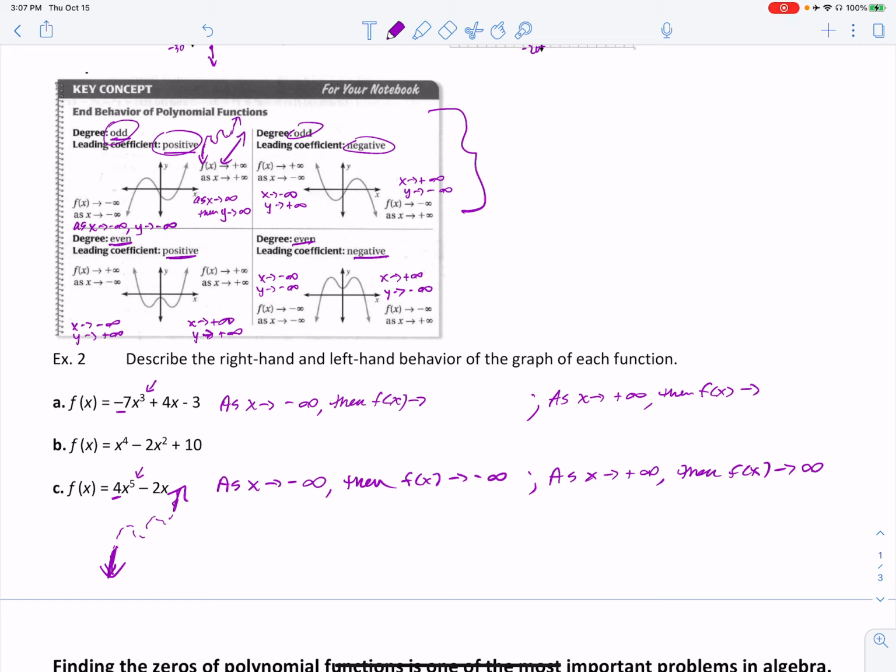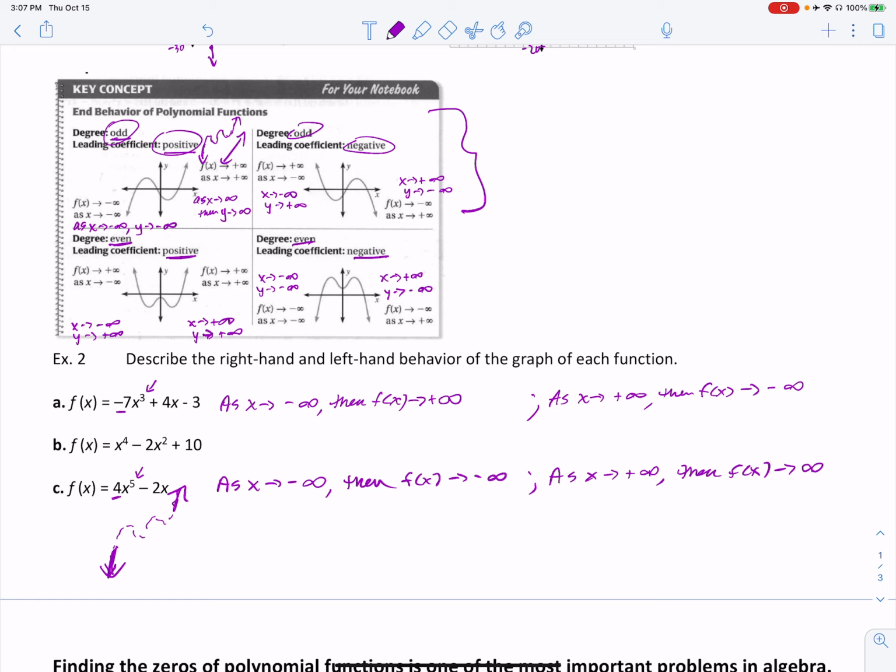So you have to think, okay, it's flipped, so as I go to the left, the y values go up, up, up, up, so that's positive infinity. As we go to the right, as x goes to a very large number, the graph is going down, down, down, so the y values are going to negative infinity.